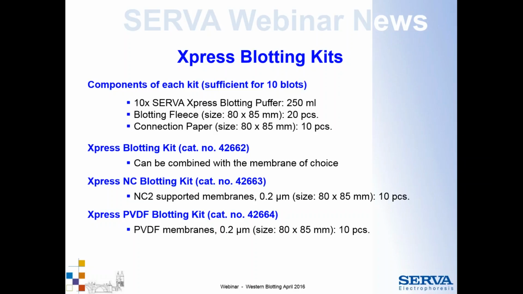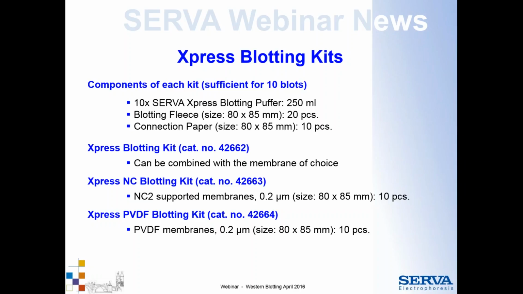We offer 3 different types of kits. One kit without any membrane, so it can be combined with a membrane of choice. If you are used to working with a special kind of PVDF or nitrocellulose membrane in your lab, you can use this and start XPressBlotting with the upper kit.